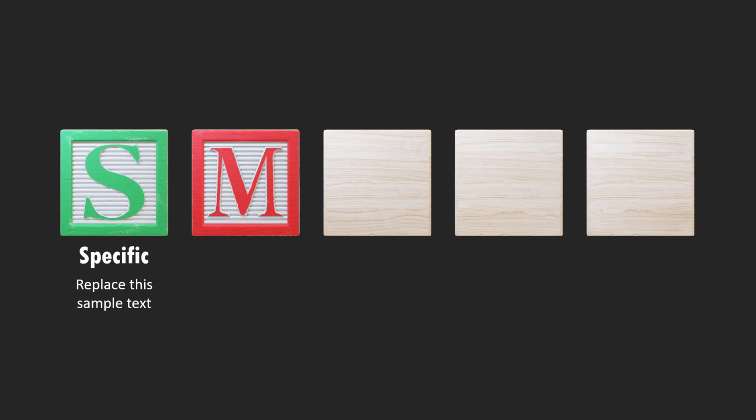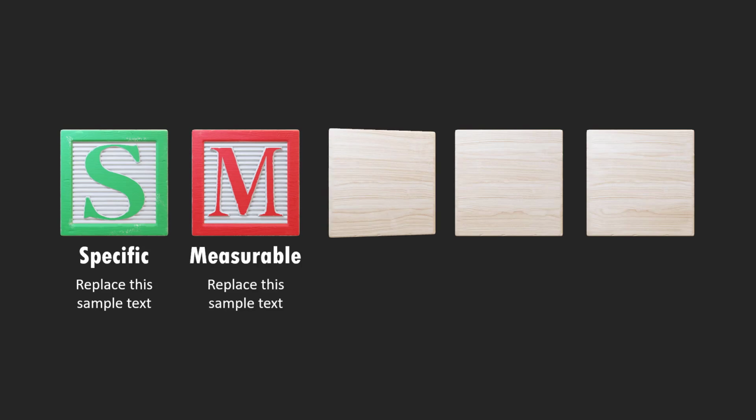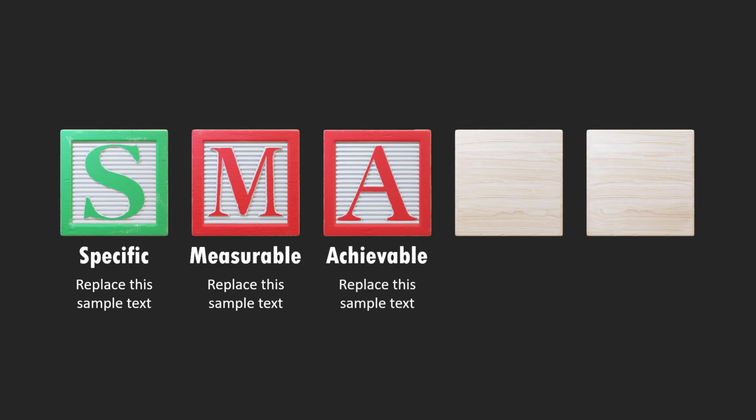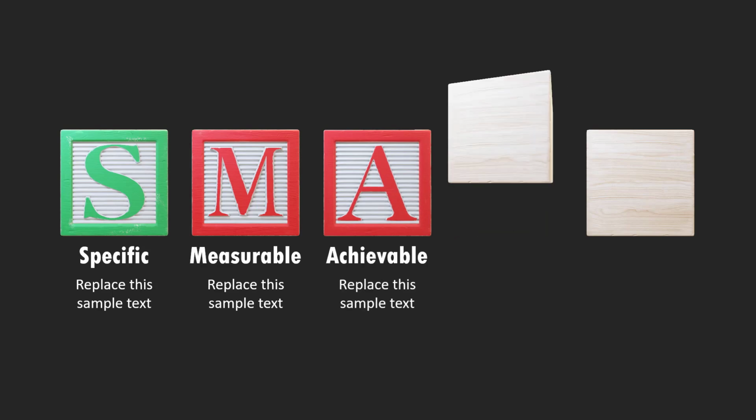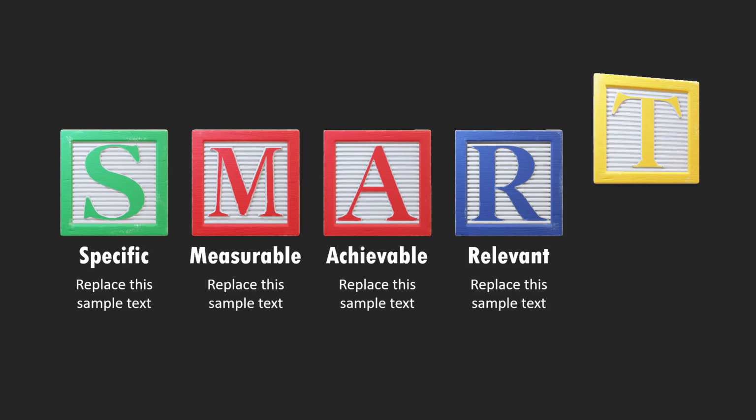Then on a click, I say the second attribute, which is measurable, and then I provide explanation. Then the third attribute, achievable, and the explanation. Then the fourth attribute and the fifth attribute. You can use this animation to present even a simple list.